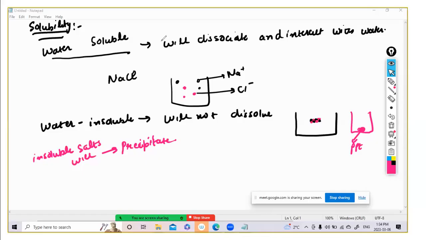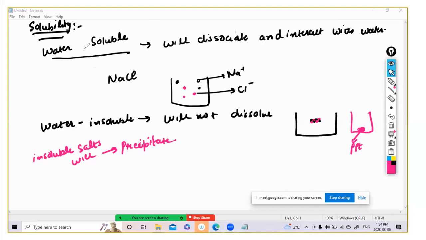In this online lecture, we are going to study solubility, KSP, and the common ion effect. First, we'll look into solubility. Solubility is associated with salts. When we try to dissolve any salt, there are two possibilities: whether it will be soluble or it would be insoluble, right?